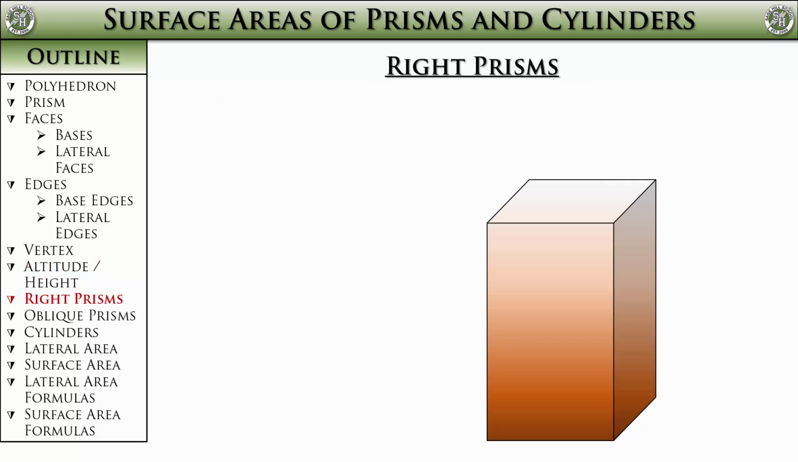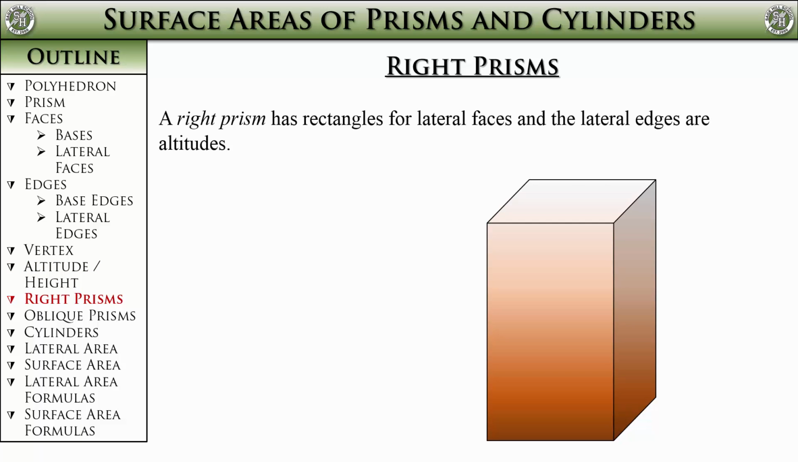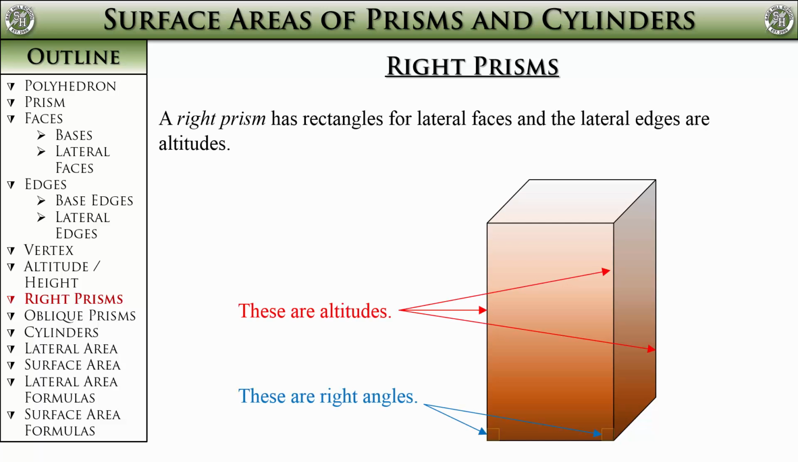When you hear the term right prism, the right part should bring to mind right angles. Officially, a right prism has rectangles for lateral faces, and the lateral edges are also altitudes. So these are all altitudes, and that means that these are all right angles. The net effect of all this is that the right prism stands straight up.